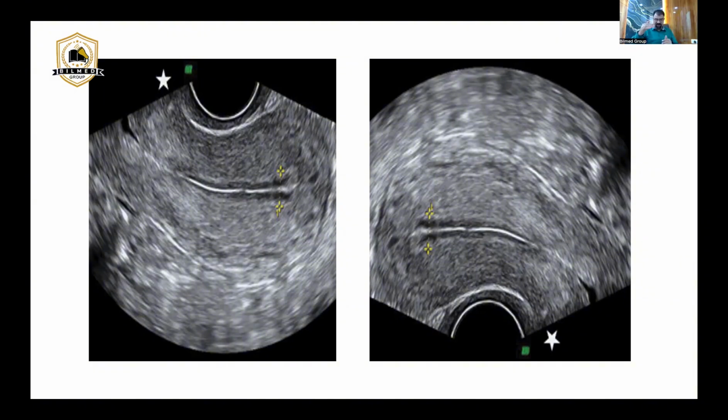In transverse section, you can measure anterior to posterior. Now see to my body. This is anterior and this is my posterior. In transverse section, I can measure the anterior posterior of the liver. But in longitudinal section, I can measure the length of the liver.